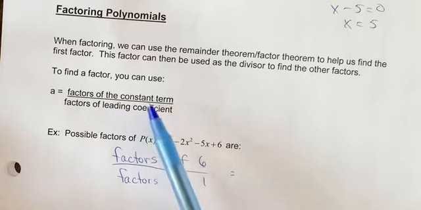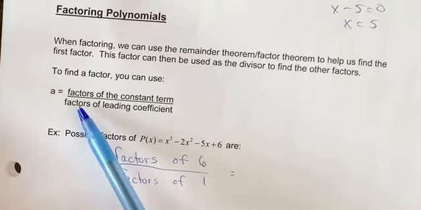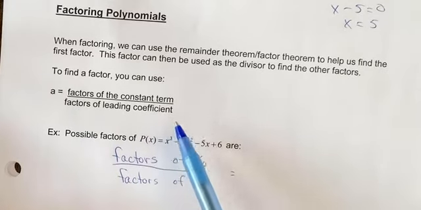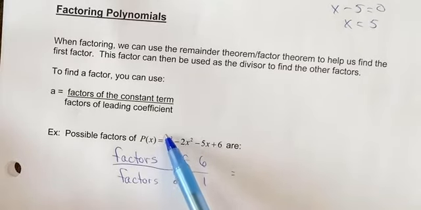Factors of the constant term, so remember the constant term would be the term with no variable, divided by factors of the leading coefficient. So that is the number in front of the largest exponent, so we want to put it in descending order, and that would be why it's in front.